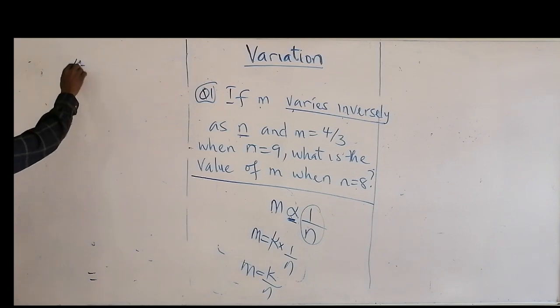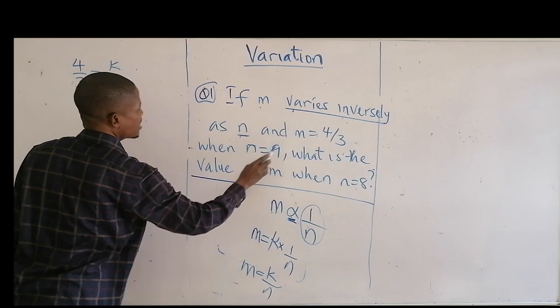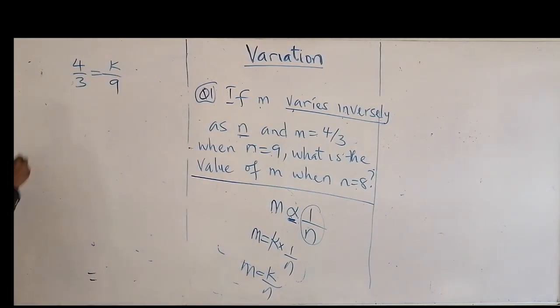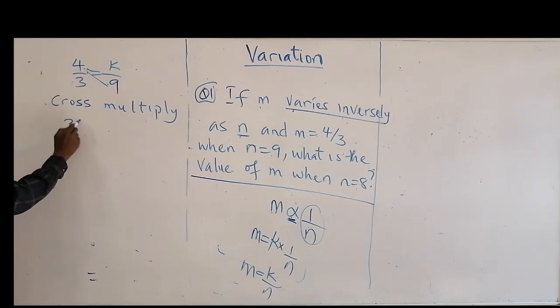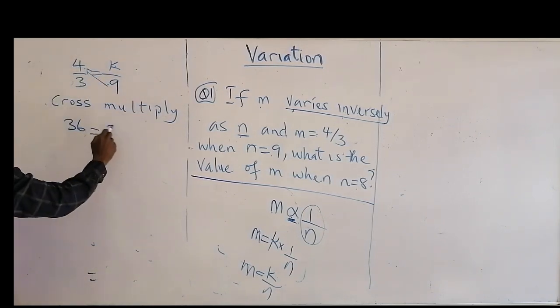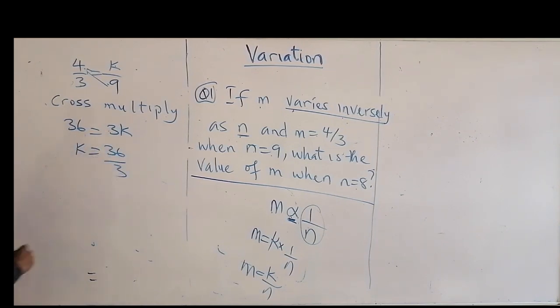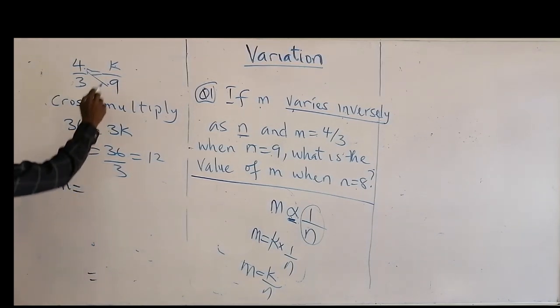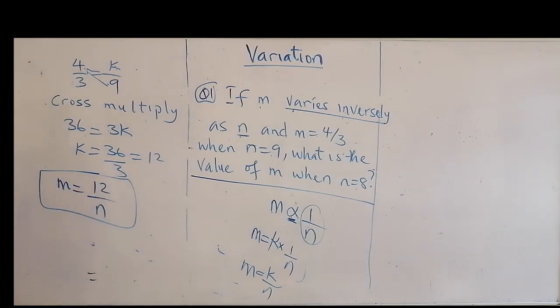So let's now begin to do our substitution. M is 4 over 3 equal to K over N. When M is 4 over 3, N is 9. So we have this, and you cross multiply. This one times this one, that's 36. This one times this one, that's 3K. So K is 36 over 3, and that's 12. The relationship between the variables will be M equal to 12 over N. So that's a formula that connects them together.